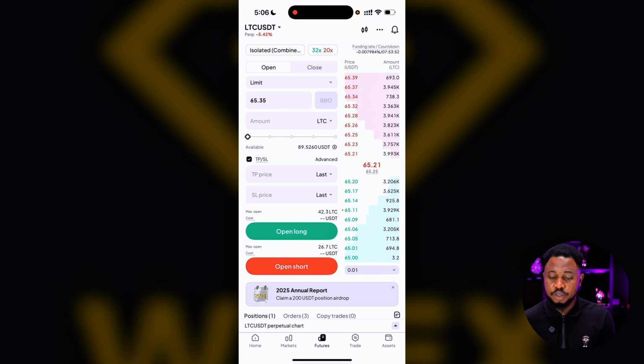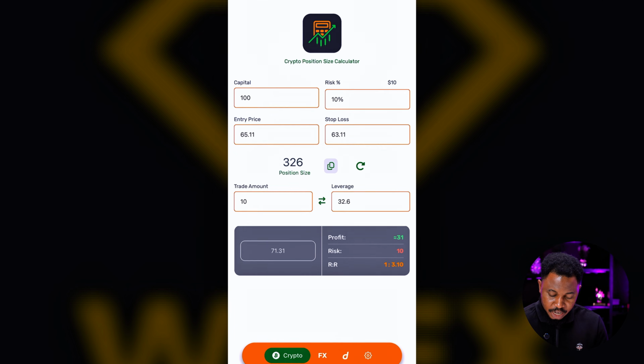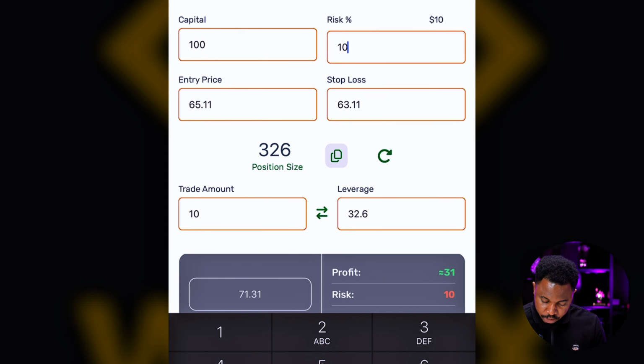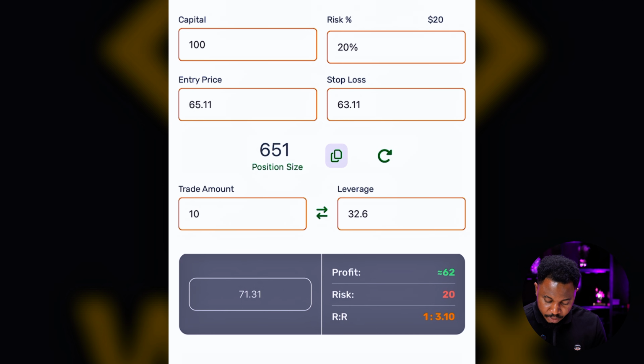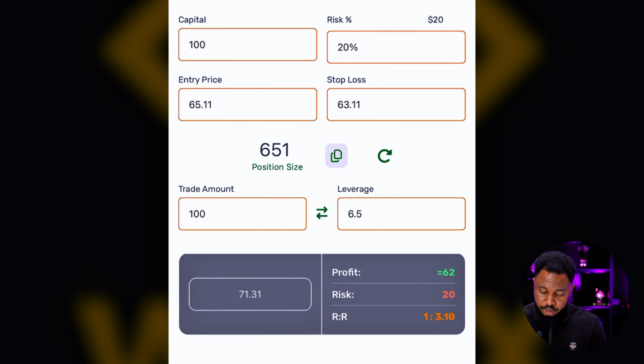Now, another thing I want to show you is, let's say you want to enter a trade with your entire $100, but you want to risk only 5% or let's say 20% of your portfolio. You can simply do that. So we have $100 capital, right? Now we can change this to 20%. So we want to risk 20%, and our trade amount to put at $100. So we want to enter the trade with the entire $100. What you can see here is it's going to give us the leverage you are going to use. So our leverage now is going to be 6.5x leverage.